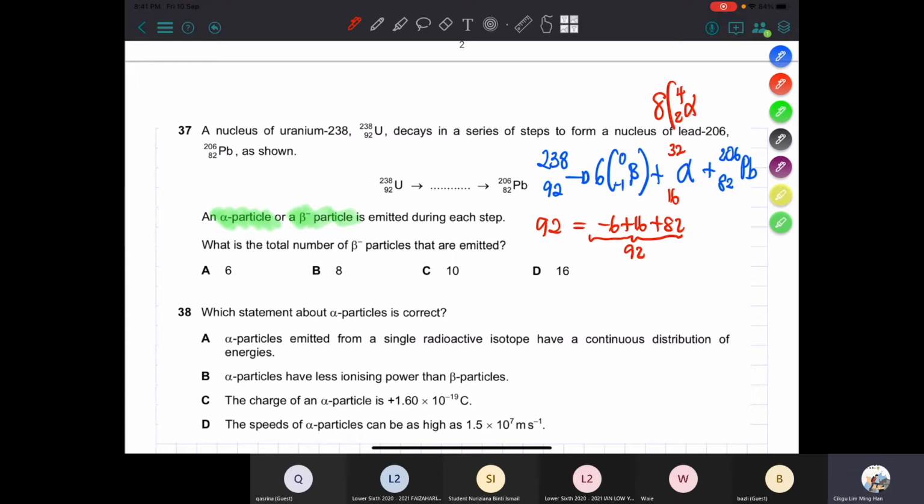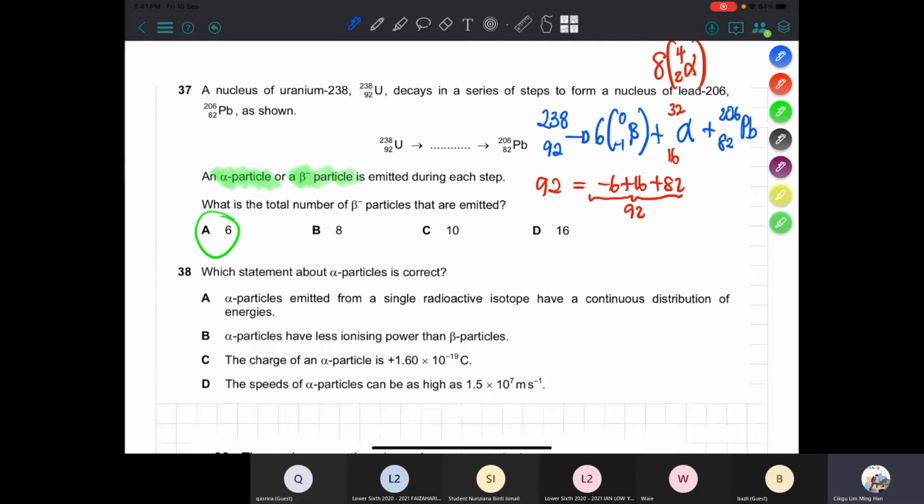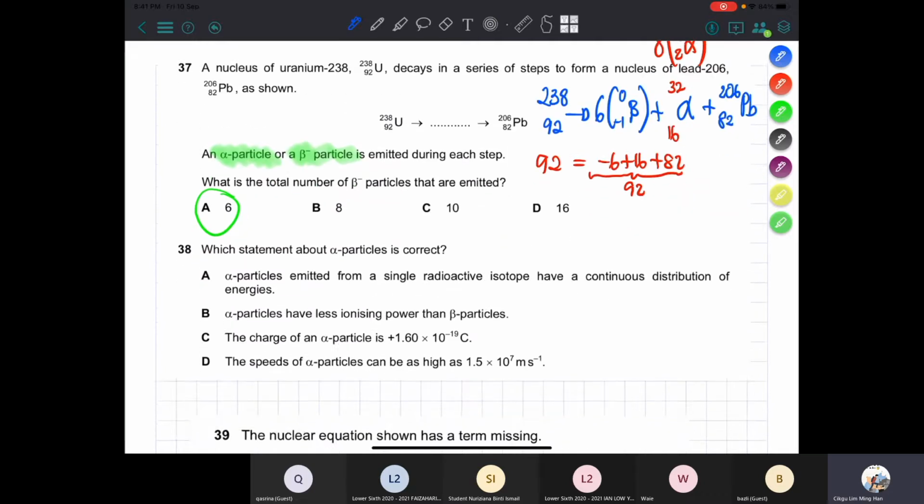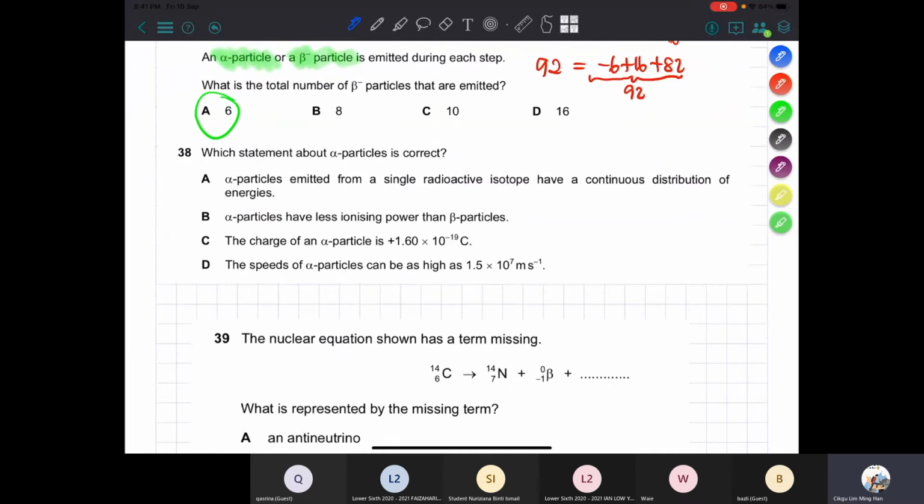So if you try the others, I think you cannot get the answer. Alright. Oh, this one is easy. This one is just correct or wrong. So let's have a look here.